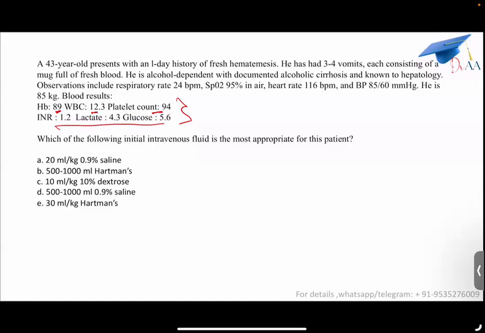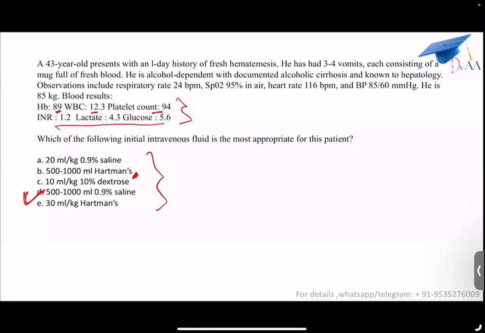500 to 1000 ml 0.9% saline. D is the right answer here. Why not Hartmann's? Isotonic fluids like Hartmann's, yes, please. No, it contains potassium. It's okay, it contains potassium.